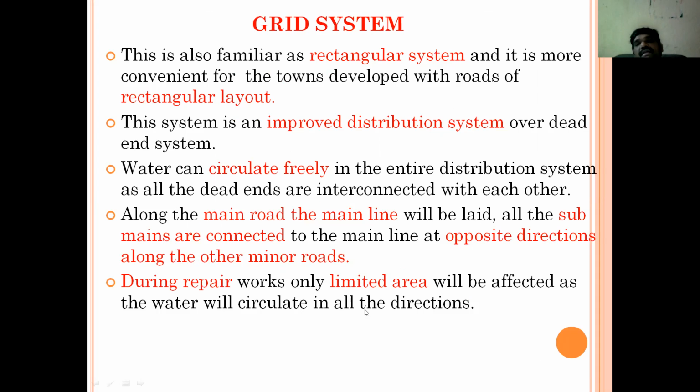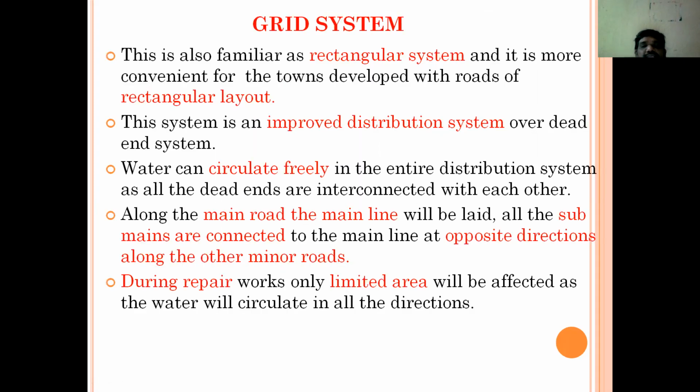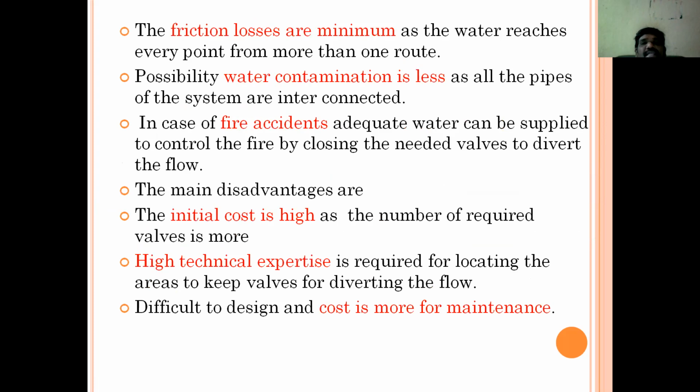See, as the water is circulated in one direction in the previous case, the whole locality will suffer because the water is passing in one direction. Whereas in this case, the water is circulating in all directions, so only a limited area will suffer during repair works. Next point is the friction losses are minimum as the water reaches every point from more than one route.